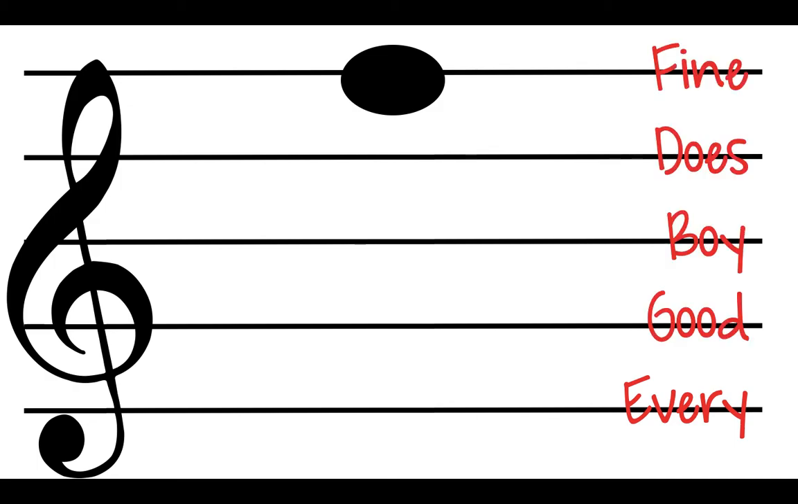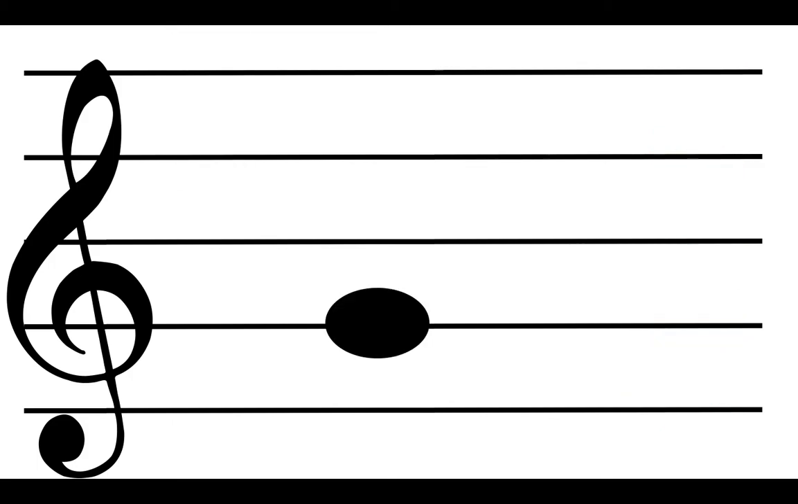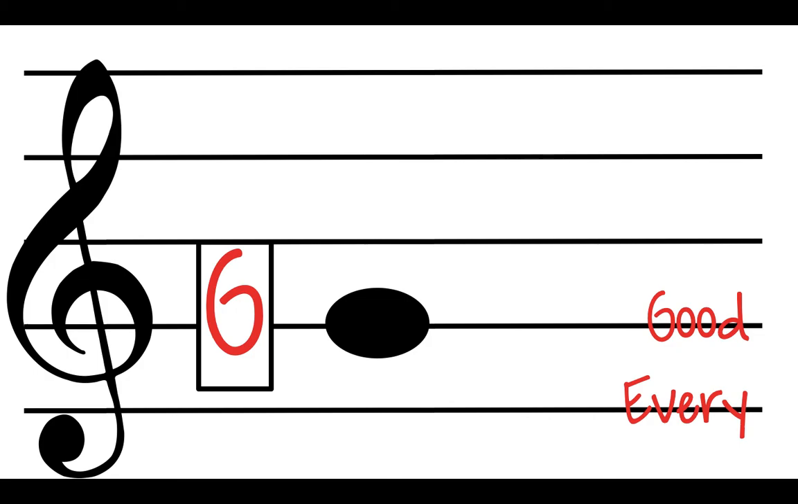All right, first we have to decide, is it a line note or a space note? It's a line note. So we start at the bottom line and we say our sentence. Every good boy does fine. So that note would be F. First we decide, is it a line note or a space note? It is a line note, so we say our sentence, every good. This note is G.